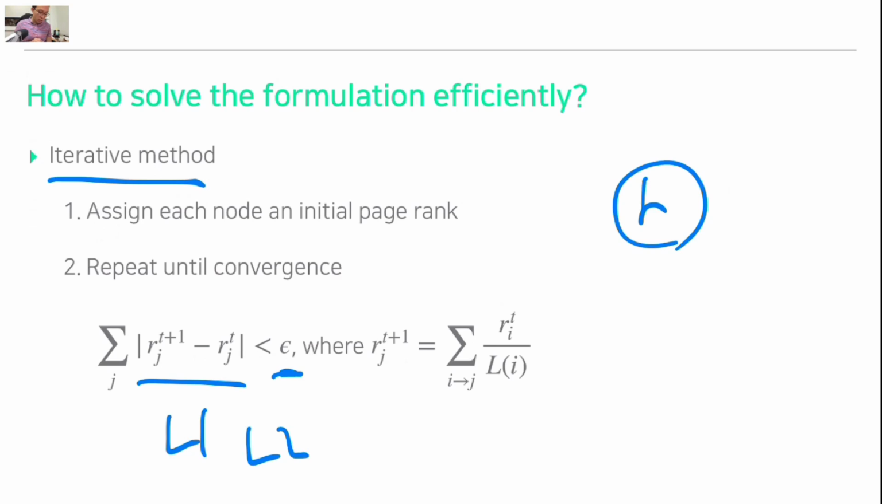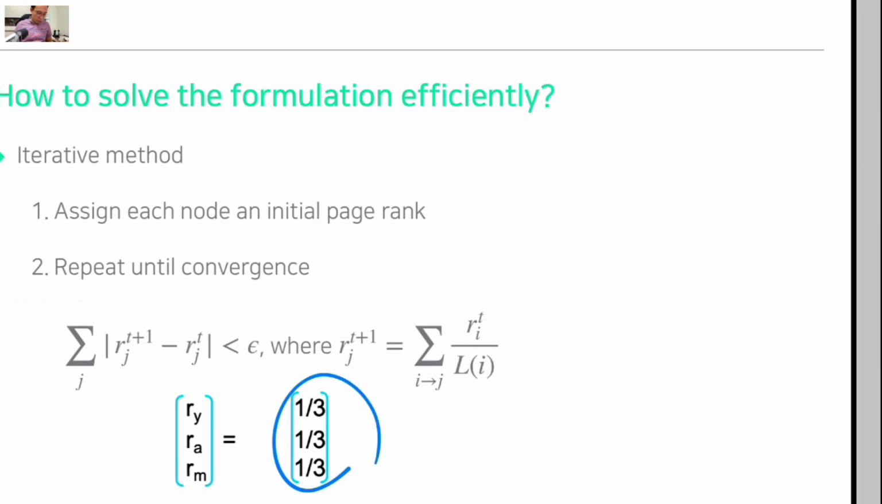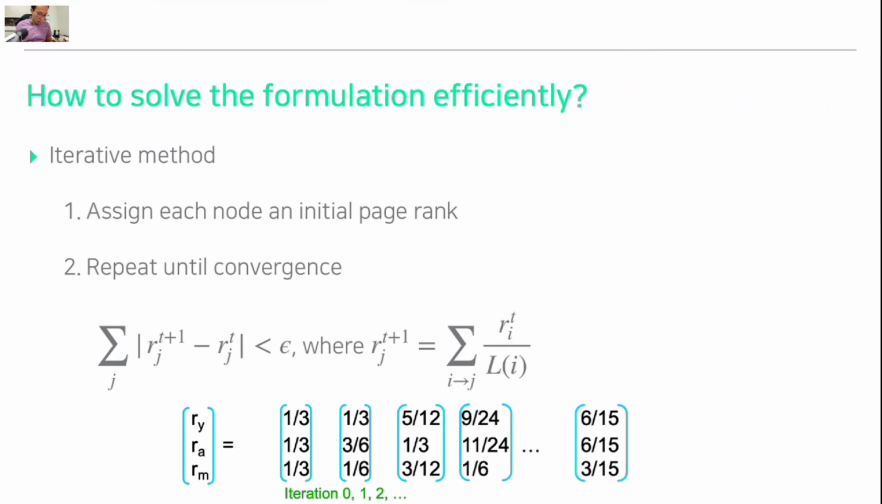So in practice, we get the converged vector R in less than 100 iterations. So it is much more efficient compared to the eigenvector computation. So we start with this, keep computing, and we get some final score.